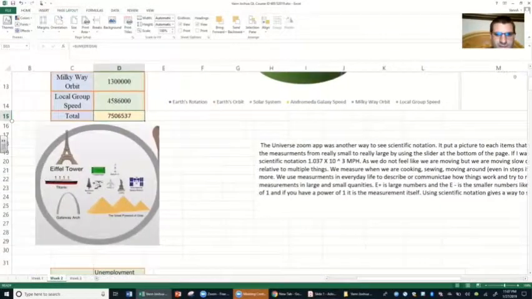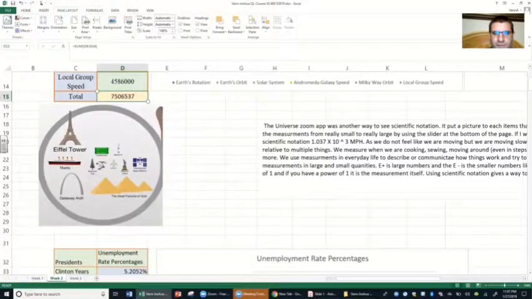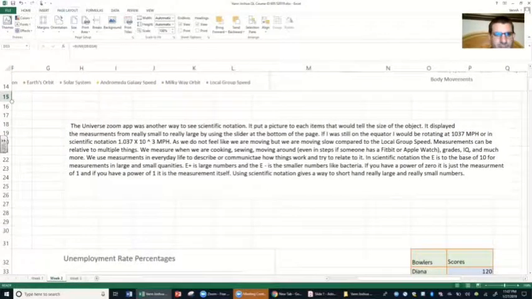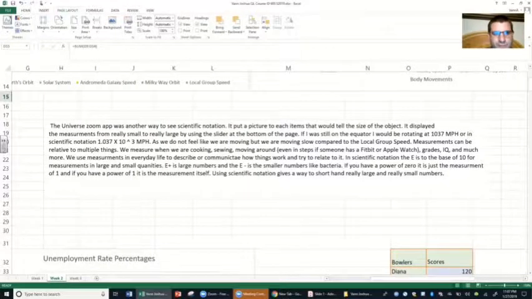Then we used the Universe Zoom app to see, based on scientific notation, how big stuff is in the universe or based against the universe. The zoom app was another way to see scientific notation. It put a picture to each item that would tell the size of the object. It displayed measurements from really small to really large by using the slider at the bottom of the page.